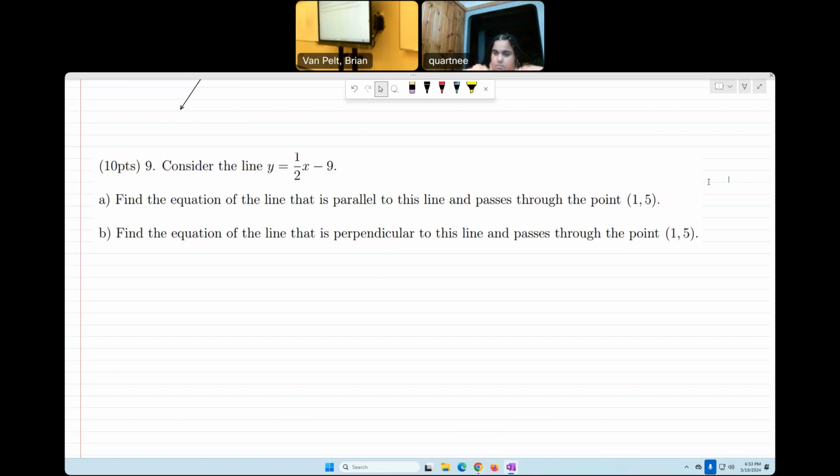Parallel's easy though. I hope it is. Like I said, I have such high hopes for this problem every time.